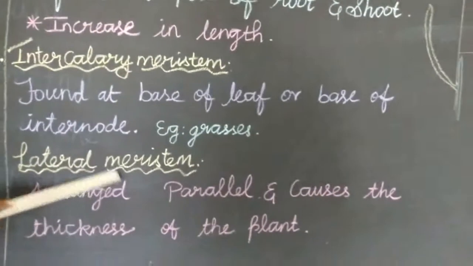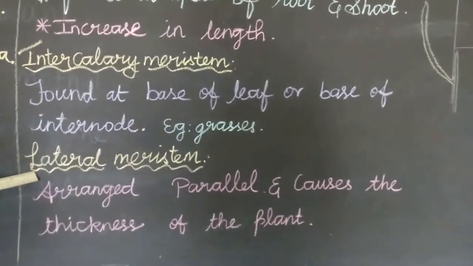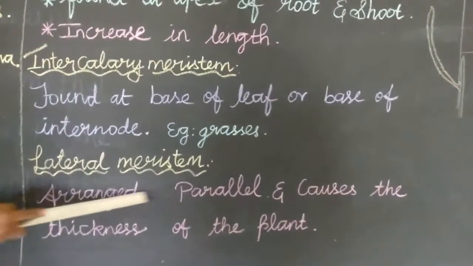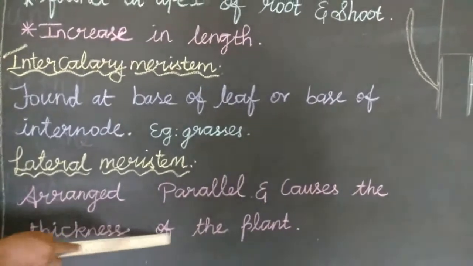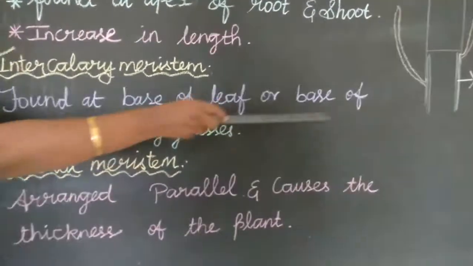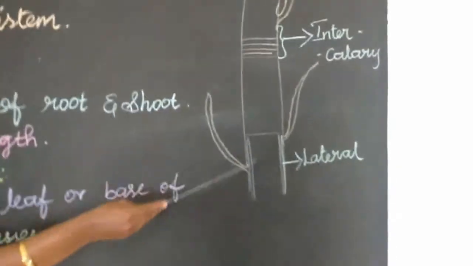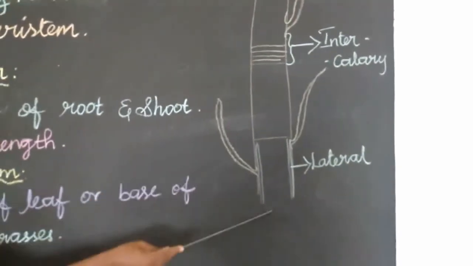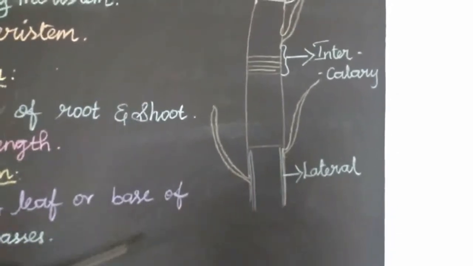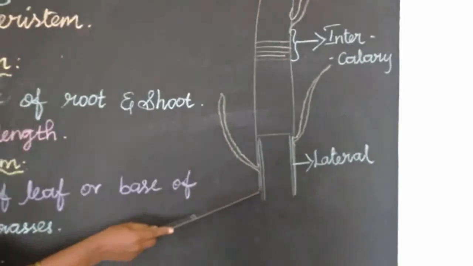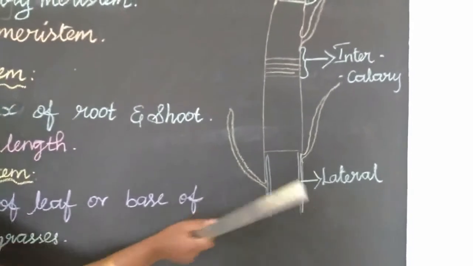Lateral meristem. What is lateral? Side. The lateral meristem is arranged parallel and causes the thickness of the plant. See this diagram. This is the lateral meristem. When the lateral meristem divides again, the thickness of the stem will increase. So what is the function of the lateral meristem? The thickness will be increased.